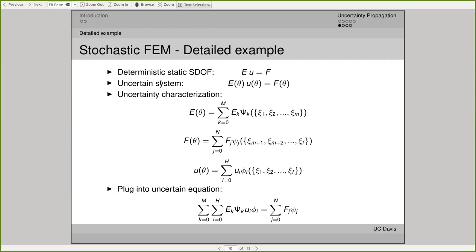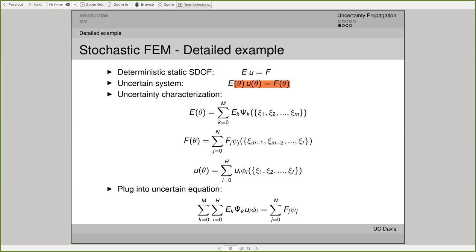Let's start with a deterministic static single degree of freedom equation. This is just a single equation, and now we try to consider the uncertainty in such a system. Say we consider the uncertain E, which is the stiffness, and we consider the uncertain force on the right-hand side. Again, the first step is to perform the uncertainty characterization. We perform the polynomial chaos Karhunen-Loève expansion for the uncertain stiffness, the uncertain force, and the uncertain output, which is our displacement. And we combine this with the original uncertain system equations to get the expanded uncertain equations.